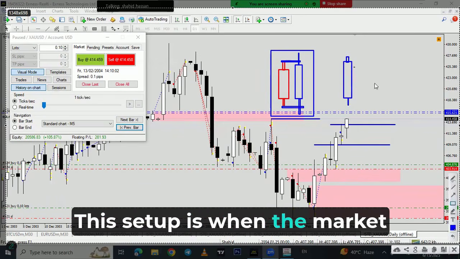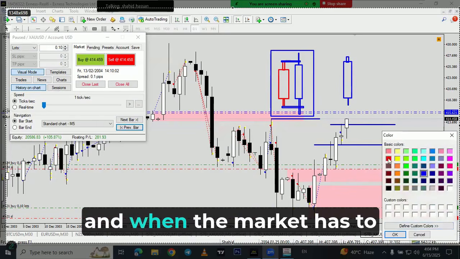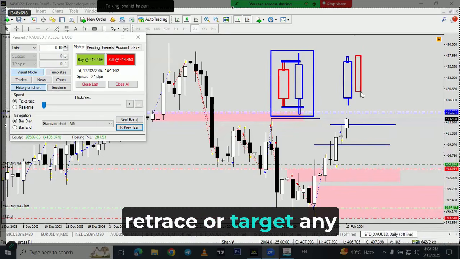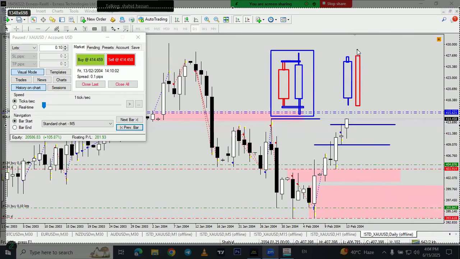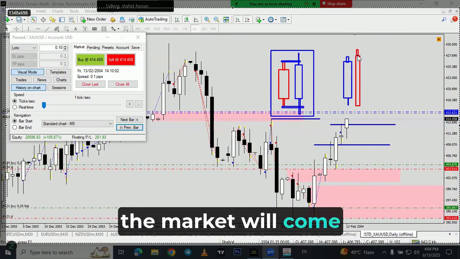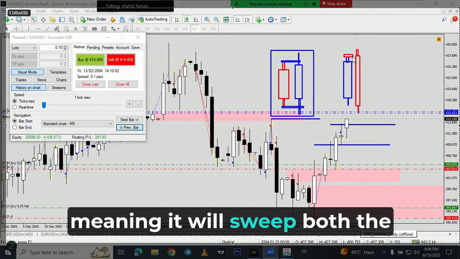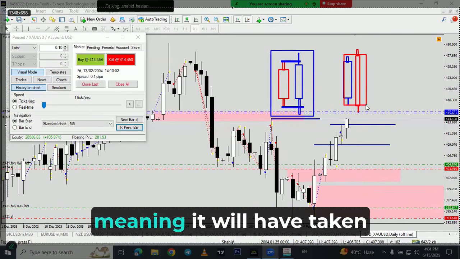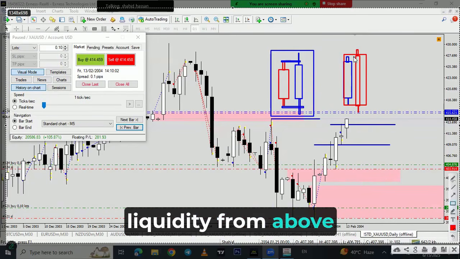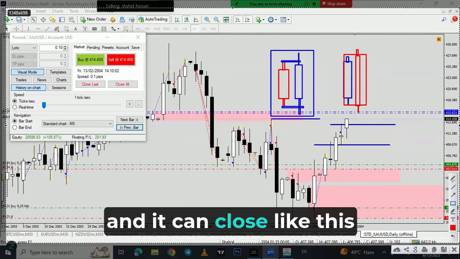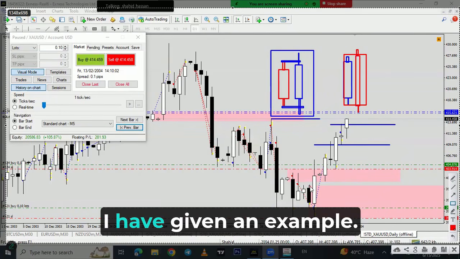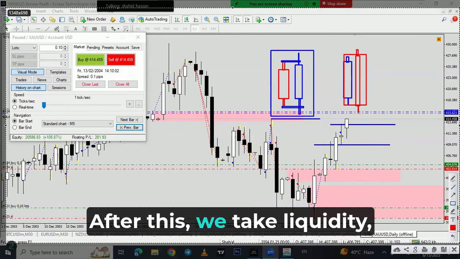This setup is when the market is going bullish and when the market has to retrace or target any of its levels, the market will come to it in this condition, meaning it will sweep both the buy side and sell side, meaning it will have taken liquidity from above and close below, and it can close like this as well. Like here I have given an example. After this we take liquidity.